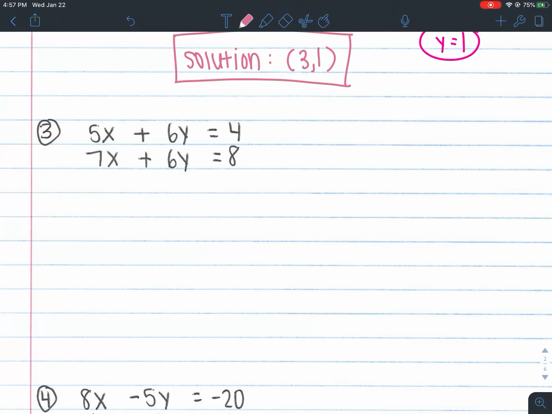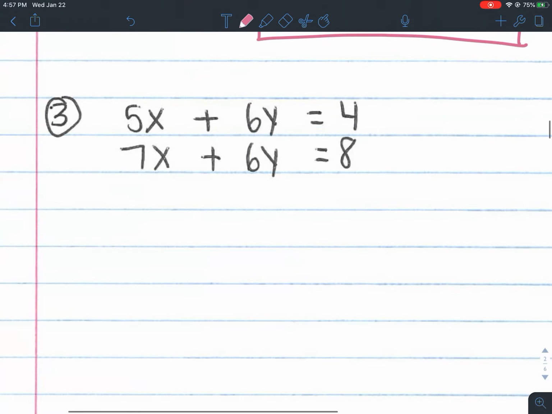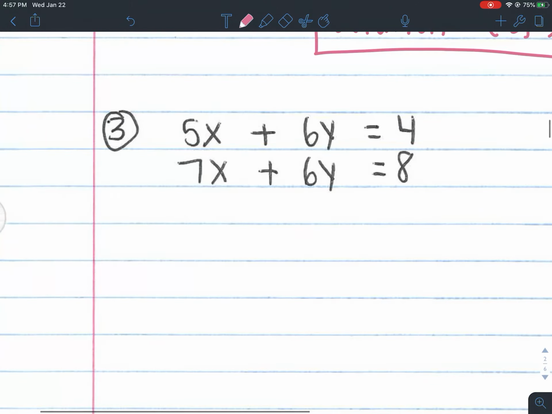Well, I notice that my y's both have a 6, so they have the same number. But is positive 6 and positive 6 going to make 0? No, it makes 12, right? So we have a problem here. We're like, well, what do I do? Okay, well, I need an opposite sign. Well, there's something that I can multiply 6 by to make it the opposite sign. I can multiply this by -1, and it would make it -6.